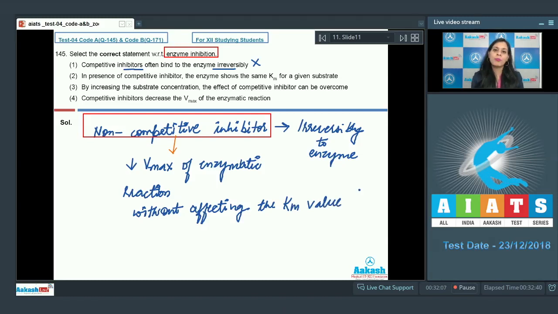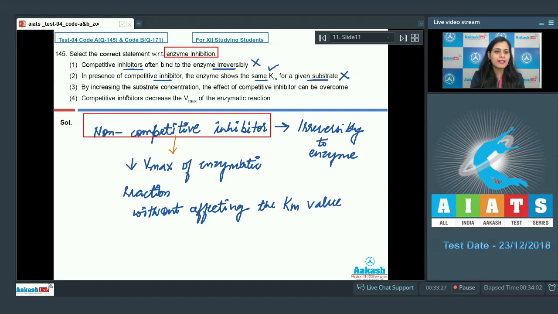So if we compare competitive with non-competitive inhibitors, these non-competitive inhibitors will bind irreversibly to the enzyme, will decrease the Vmax of the enzymatic reaction without affecting Km values. On the other hand, the competitive inhibitors will bind reversibly to the enzymes and they will not affect the Vmax but will increase the Km value of the enzymatic reaction. Now let's discuss the options. The second option given is in presence of competitive inhibitor, the enzyme shows the same Km for a given substrate. And this is an incorrect statement because it is in the case of non-competitive inhibitor when the enzyme shows same Km value for a given substrate.